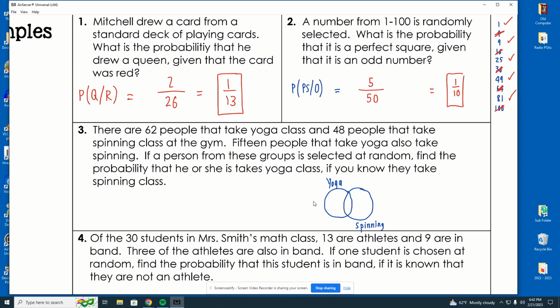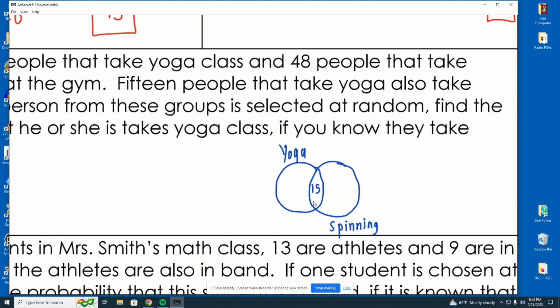62 people fit in this huge circle. And then you got 48 people who spin, who fit in this big circle. But is there overlap? Does it tell me that there are some people who take both? Yeah, it says 15 people take both. So I've got 15 people right here in the middle.